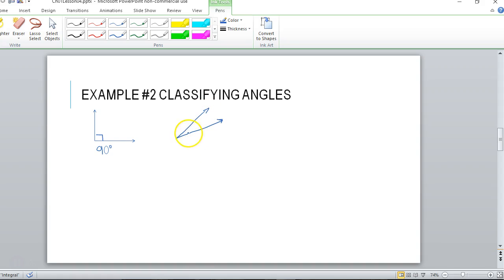An acute angle measures less than 90 degrees, so you can compare if we think about making it an L with that bottom ray. This would be less than 90 degrees. So this is an acute angle.